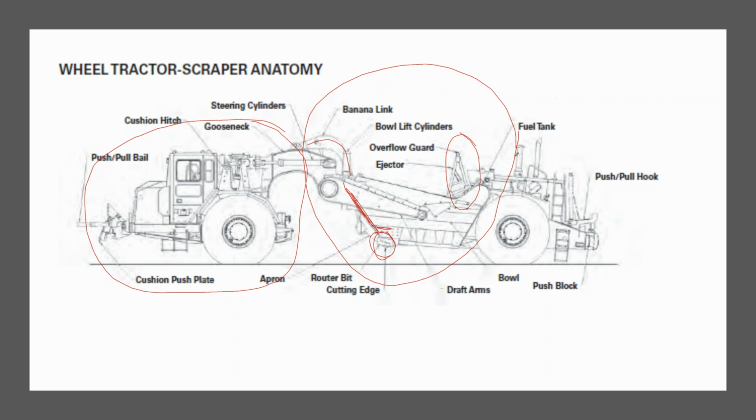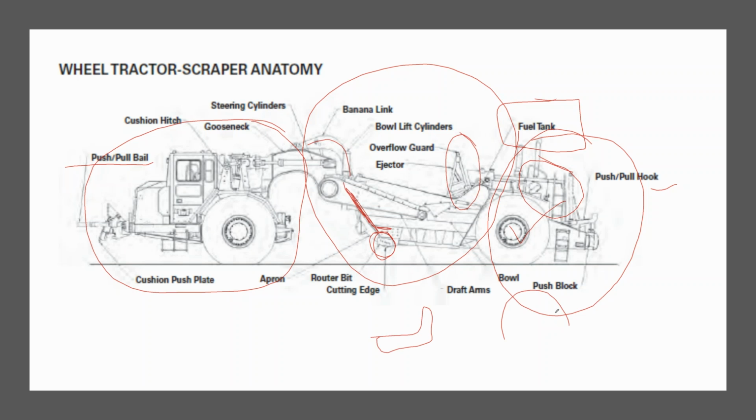And then we have the rear end, which in this case is a set of axles, a fuel tank, another engine, and a push-pull bale. A hook is what it sounds like, and a bale is a loop like this. So if you imagine the handle of a bucket, that's a bale. These tools, loop, hook, and bale, allow you to connect two scrapers together for the purpose of providing additional power.